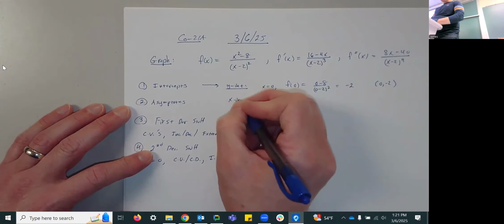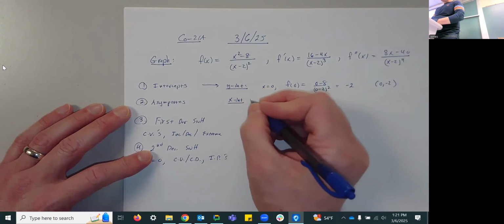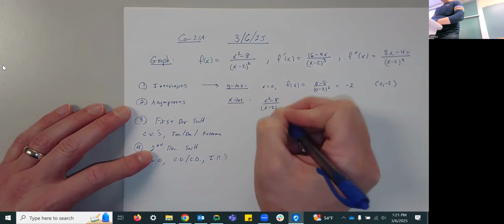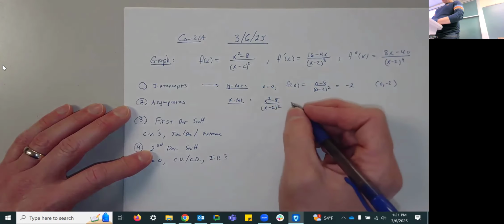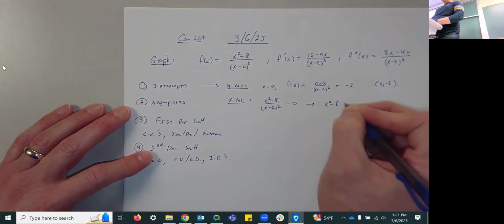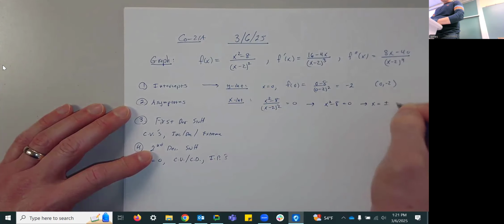X-intercept, a little bit harder. We're setting y equal to 0. We're setting the whole function equal to 0. So we're going to get x squared minus 8 over x minus 2 squared. Set that equal to 0. We're really just setting the numerator equal to 0. So x squared minus 8 equals 0, which means x is equal to plus or minus the square root of 8.